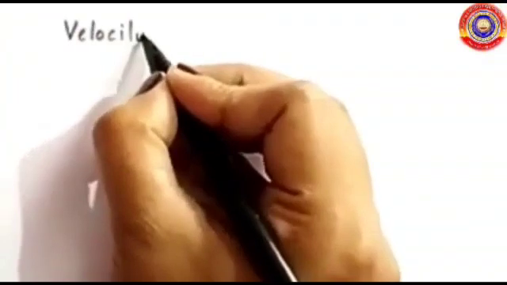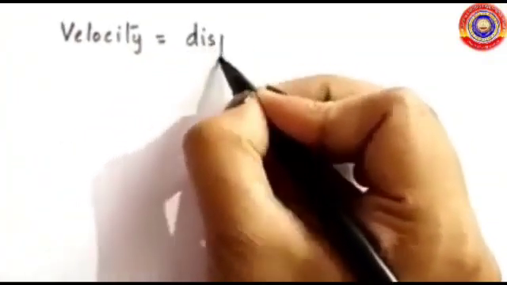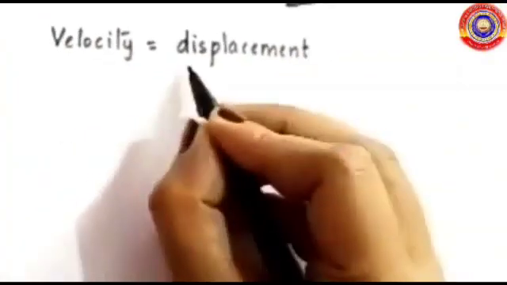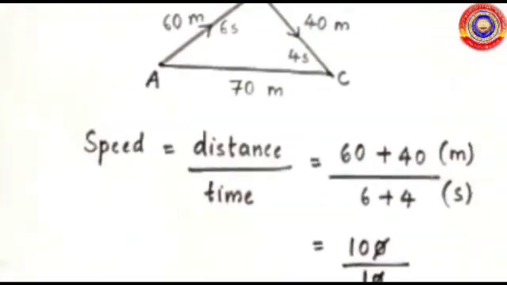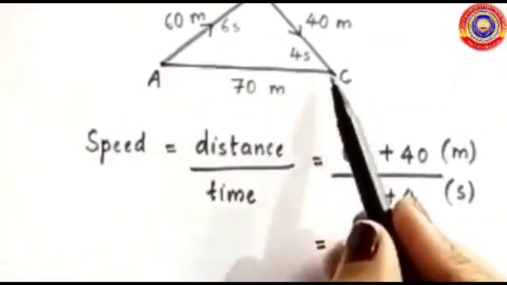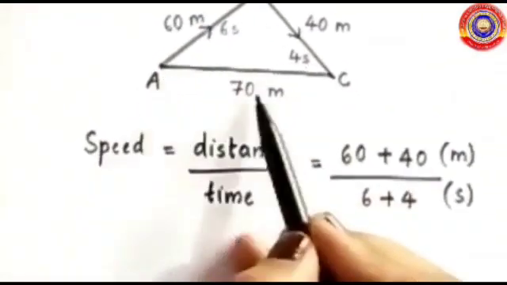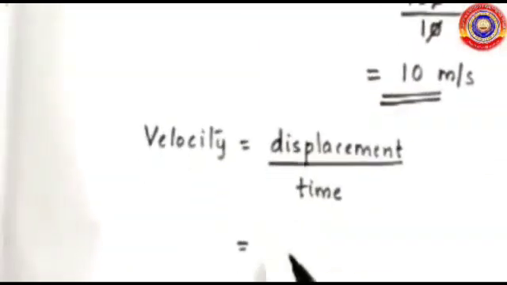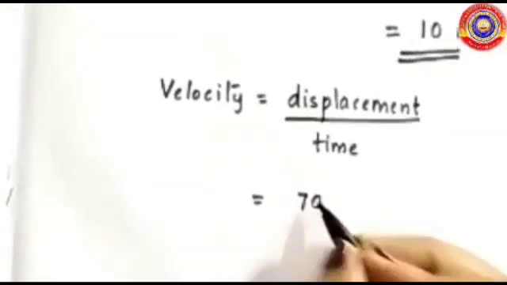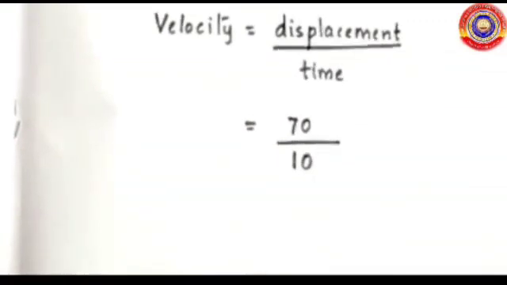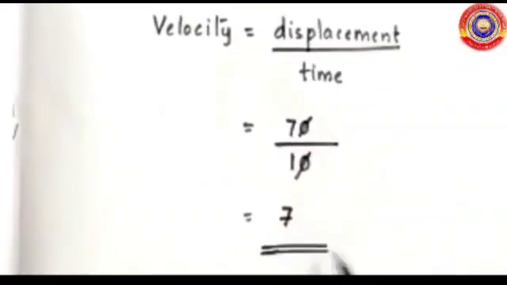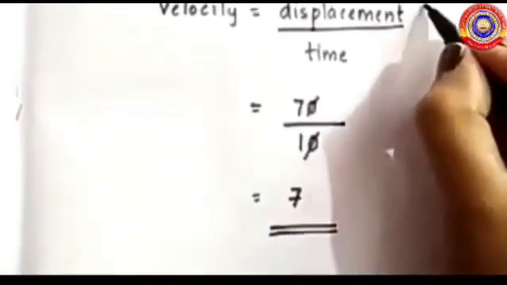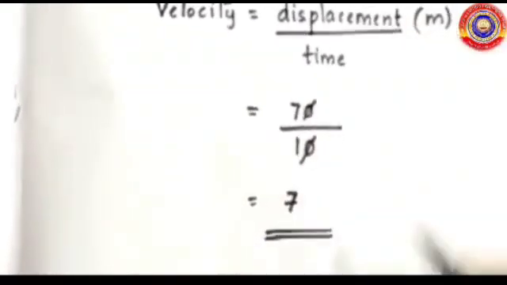Next is the velocity. Velocity equals displacement divided by time. To find displacement, consider the straight line distance from A to C. And it is AC. AC equals 70 meter. 70 divided by 10. So we got 7 meter per second. The unit of speed and velocity are the same. Both have the same unit, meter per second.